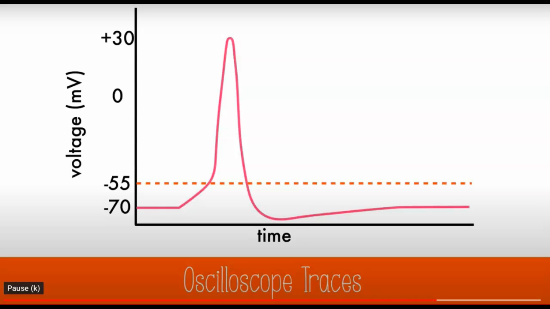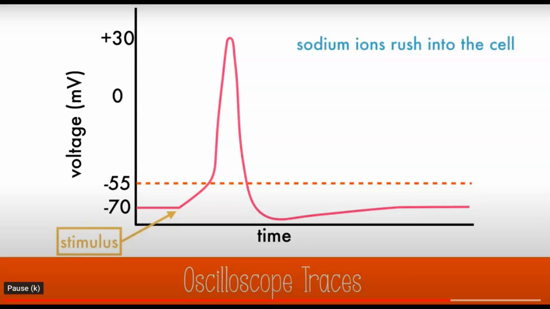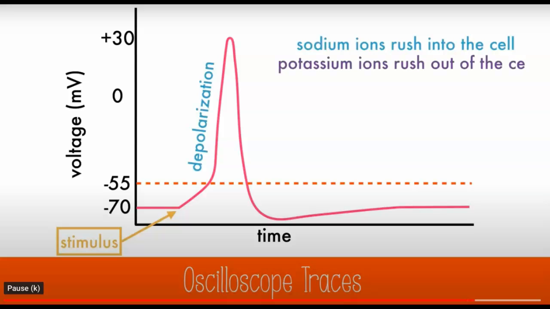In the oscilloscope trace of an action potential, we can see where the sodium and potassium gates have opened. Here is the point where the stimulus occurs, and sodium gates open, allowing sodium to rush into the cell. This depolarizes the cell, causing the inside to become positive relative to the outside of the cell. This polarity change opens the potassium gate, which allows potassium ions to rush out of the cell, which rapidly repolarizes the inside to a negative charge.